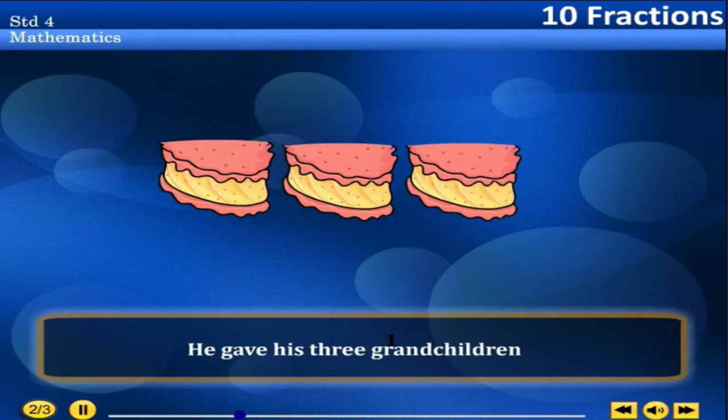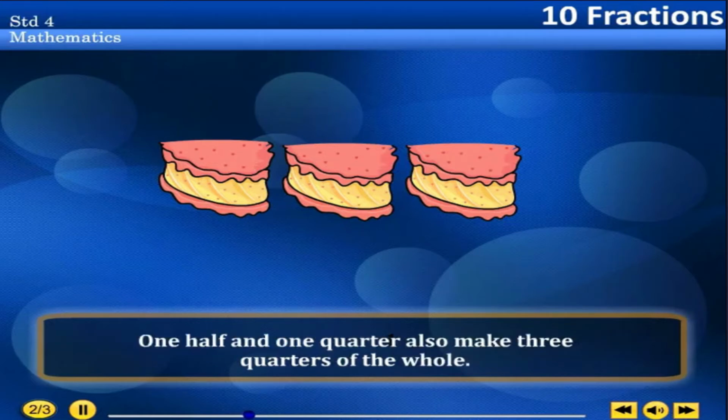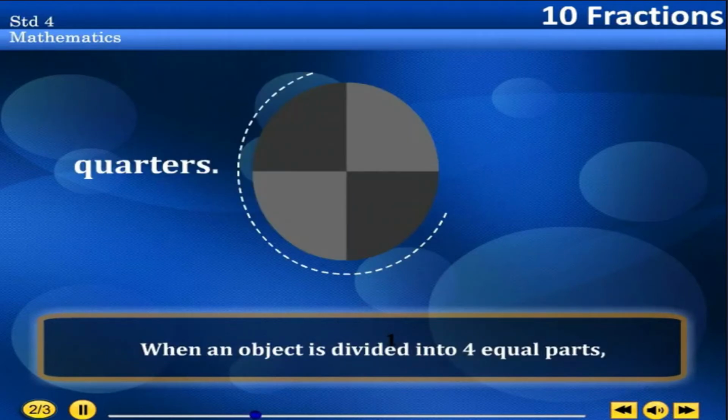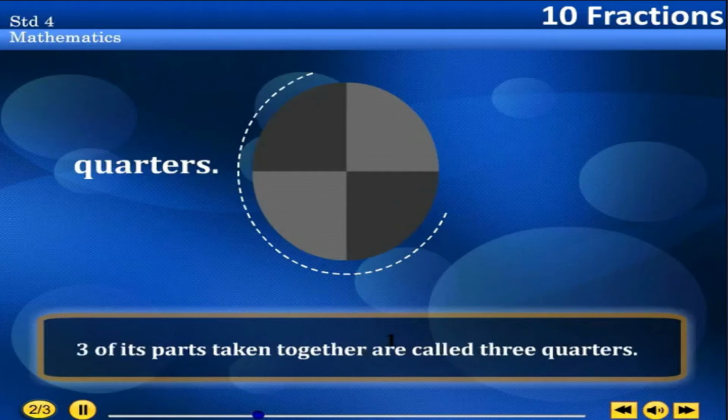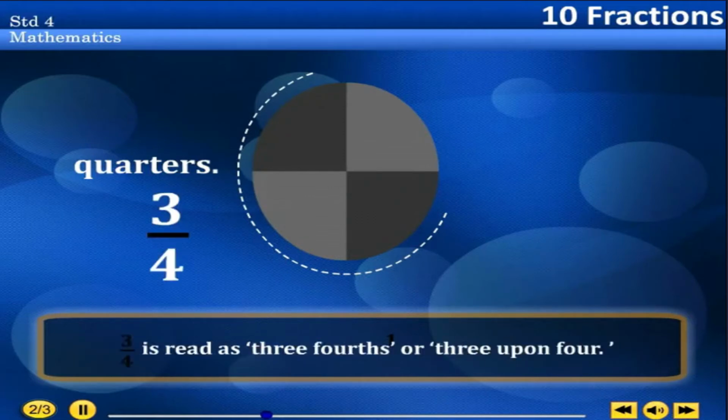Grandfather gave his 2 granddaughters quarter plus quarter, that is half of the cake. He gave his 3 grandchildren quarter plus quarter plus quarter, 3 quarters of the cake. 1 half and 1/4 also make 3 quarters of the whole. When an object is divided into 4 equal parts, 3 of its parts taken together are called 3 quarters. This is shown by the fraction 3 upon 4. 3 upon 4 is read as 3 quarters or 3 upon 4.